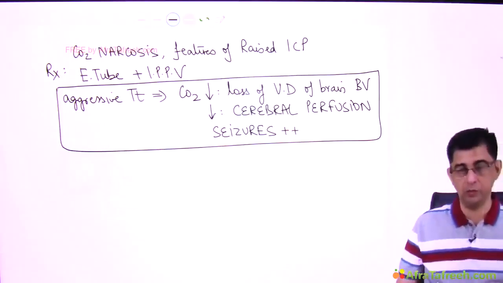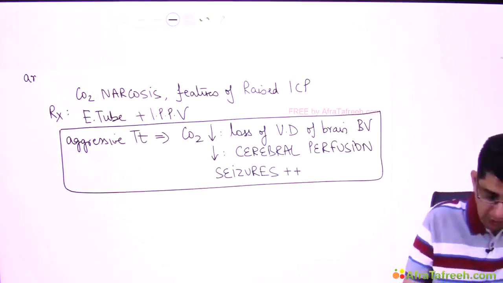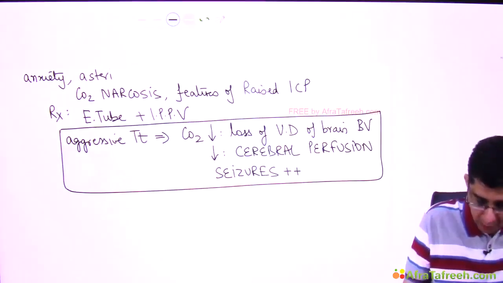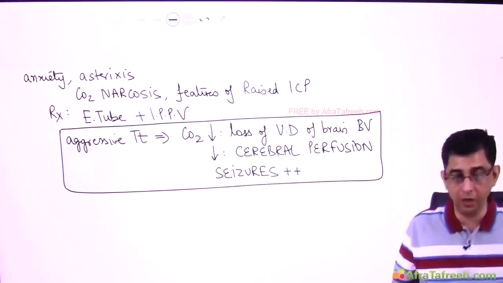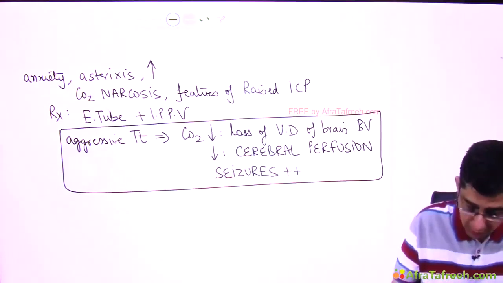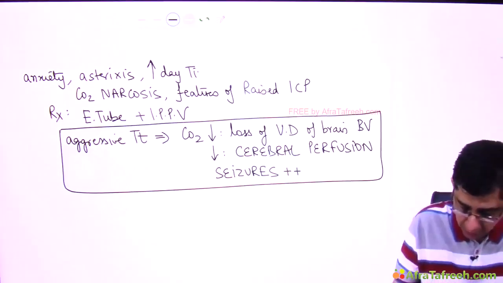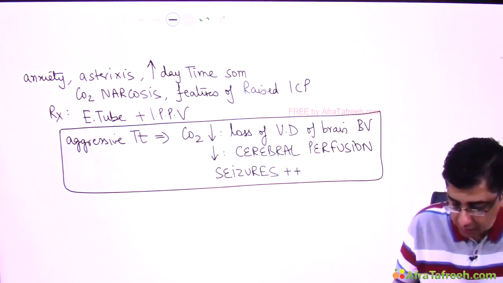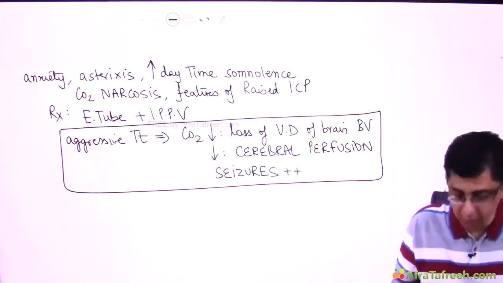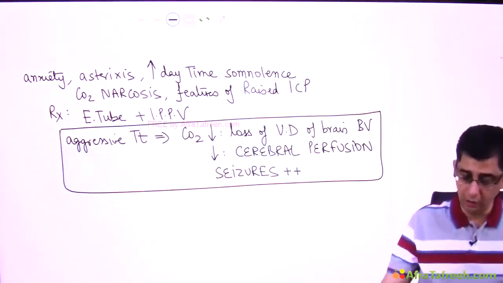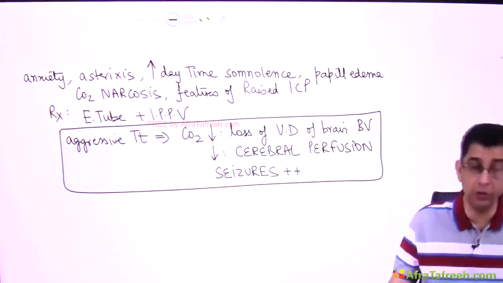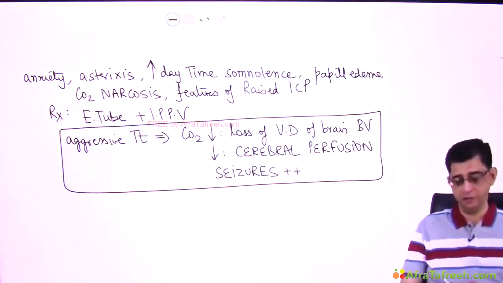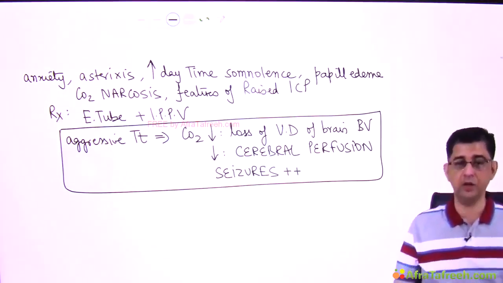The clinical features of the patient could range from something as simple as anxiety and hallucinations to asterixis that can be demonstrated. Similar asterixis that you demonstrate in metabolic encephalopathy like uremic and hepatic encephalopathy could be present. Patients of carbon dioxide narcosis could be having increased daytime somnolence. Patient will sleep most part of the day. And then obviously the question could mention papilledema. The features will look like that of raised ICT. That's, as I said, due primarily to the vasodilatory effect.